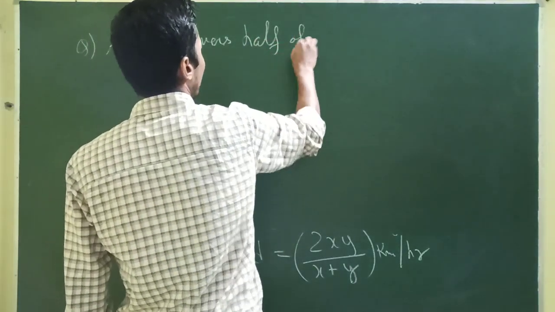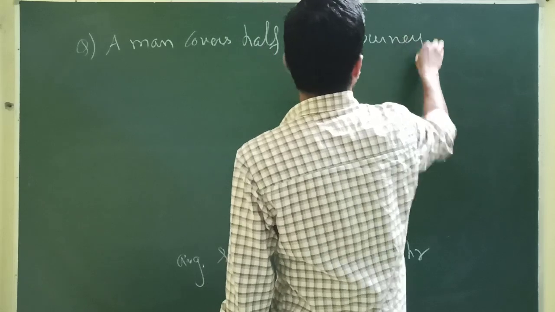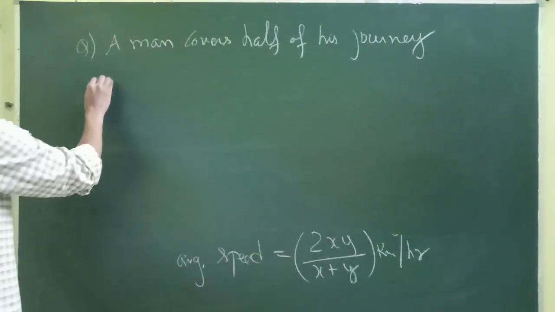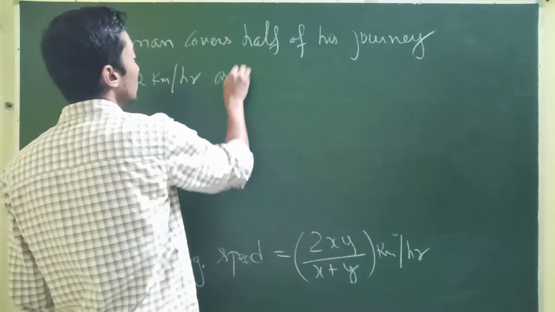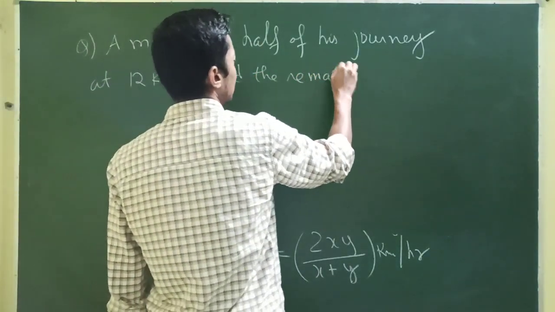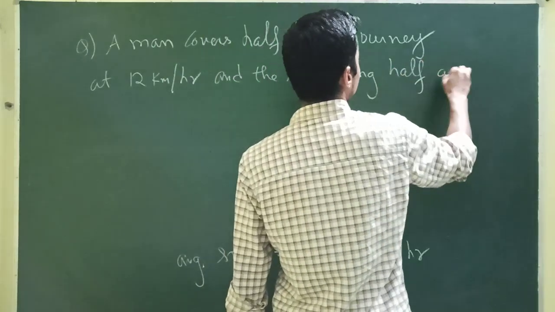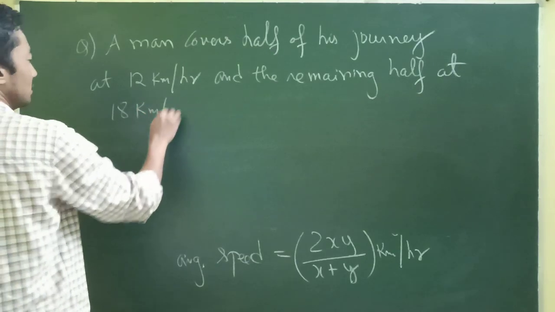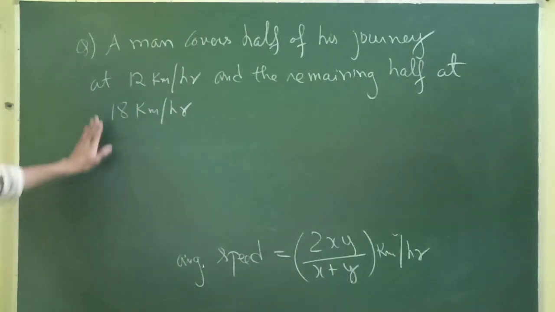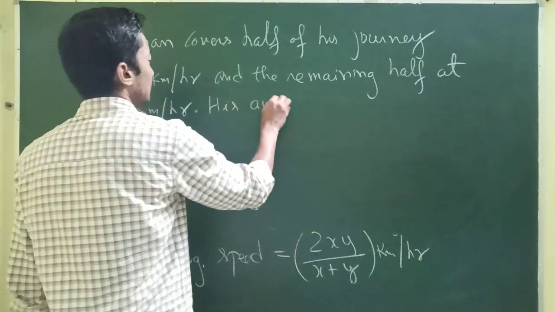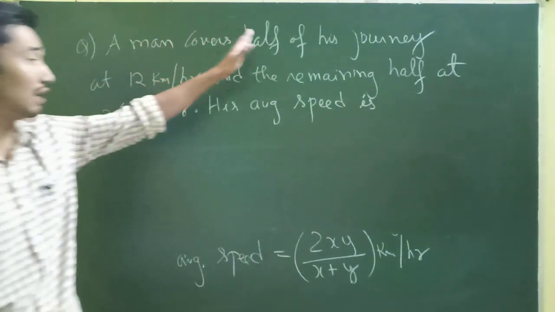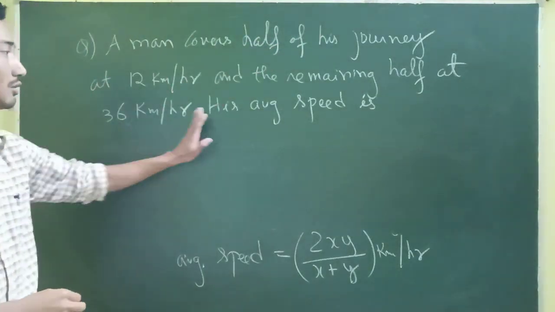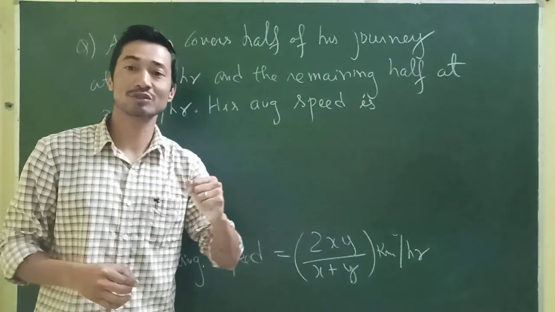A man covers half of his journey at 12 kilometer per hour, and the remaining half, equal distance, okay, at, not 18, let's say 36 kilometer per hour. Then his average speed is. What will be his average speed then? Remember, a man covers half of his journey at 12 kilometers per hour and the remaining half at 36 kilometers per hour.